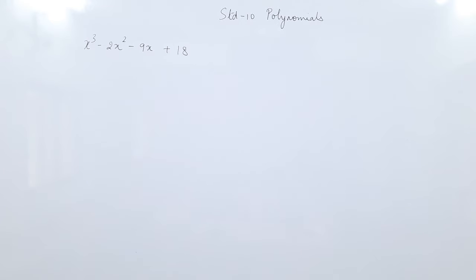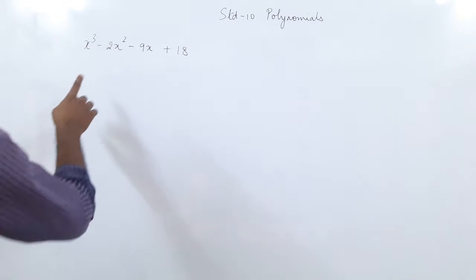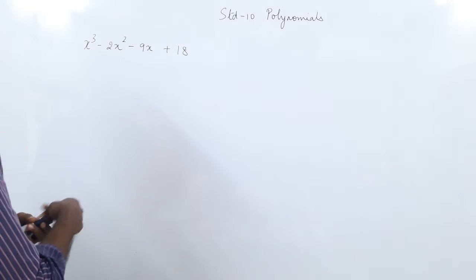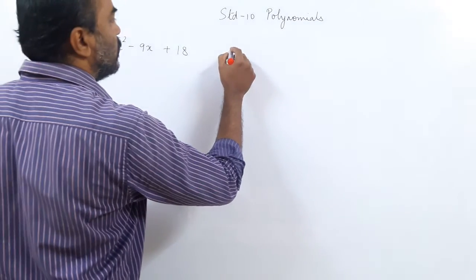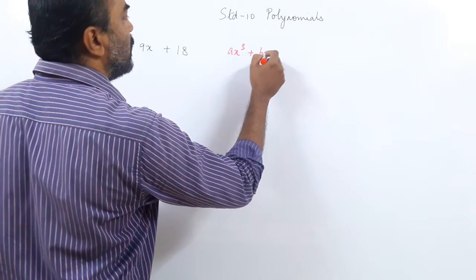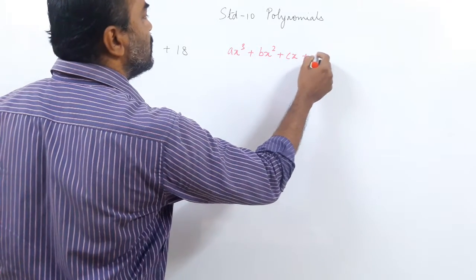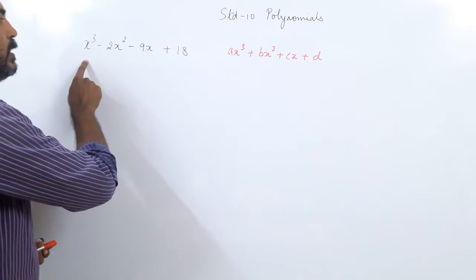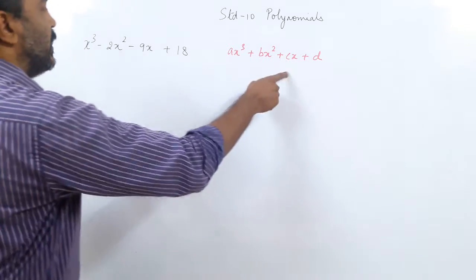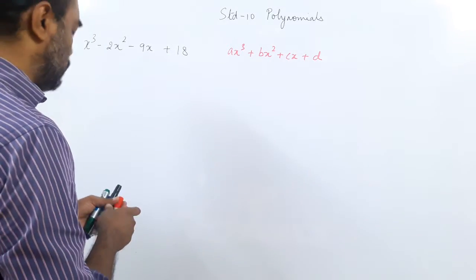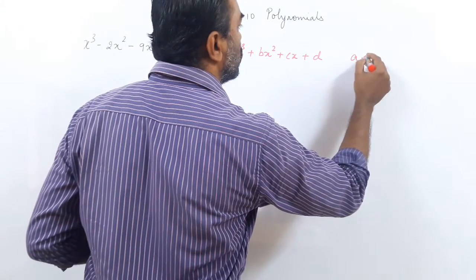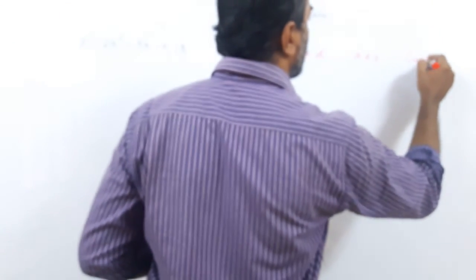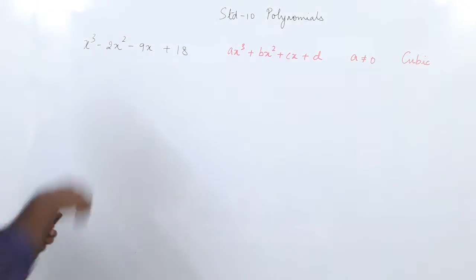Since we are done with the quadratic polynomial, now take a cubic polynomial. x cube minus 2x square minus 9x plus 18. So this is in which form? This form is ax cube plus bx square plus cx plus d. See the coefficients now. In this there are 4 coefficients. The coefficient of x cube is a, of x square is b, of x is c, and d is the constant term. Here we cannot have a equal to 0. So when a is not equal to 0, this is a cubic polynomial. A cubic polynomial has degree 3.